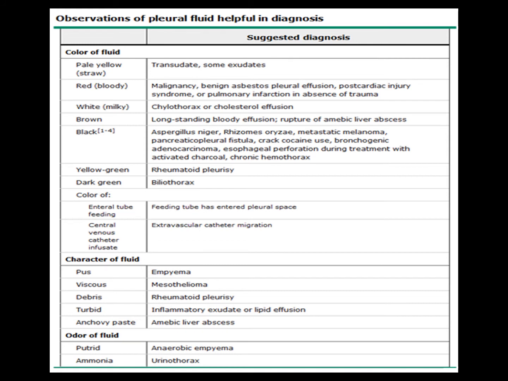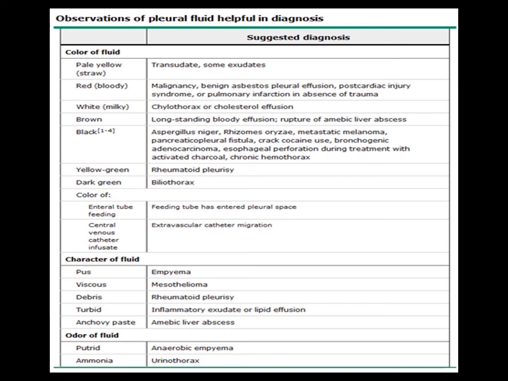If the fluid is of color of enteral feed, then we should suspect the migration of enteral feeding tube into the pleural space. If the color of fluid is similar to the IV fluid which we are infusing through the central venous catheter, then we should suspect whether that central line has migrated to pleural space. It is a very known complication in cases of subclavian vein catheterization.